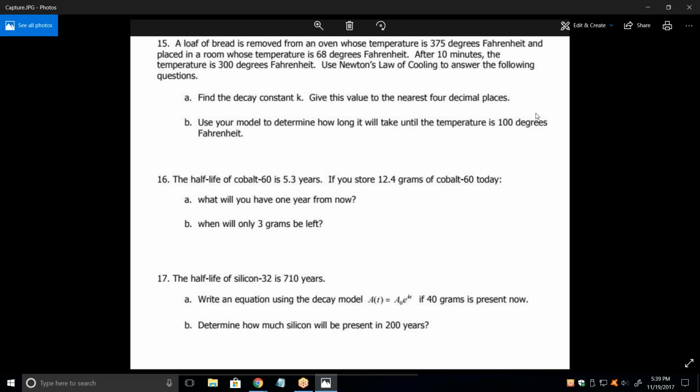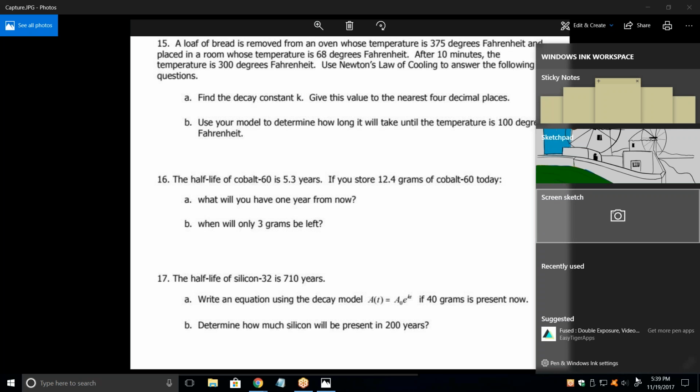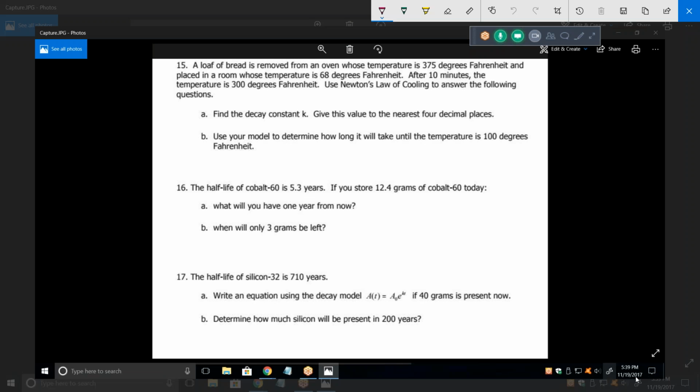Oh, more Newton's law of cooling. At least I got it memorized, I think. Do you? What's the general? Oh, I have it written down. So U and then times T equals T plus.